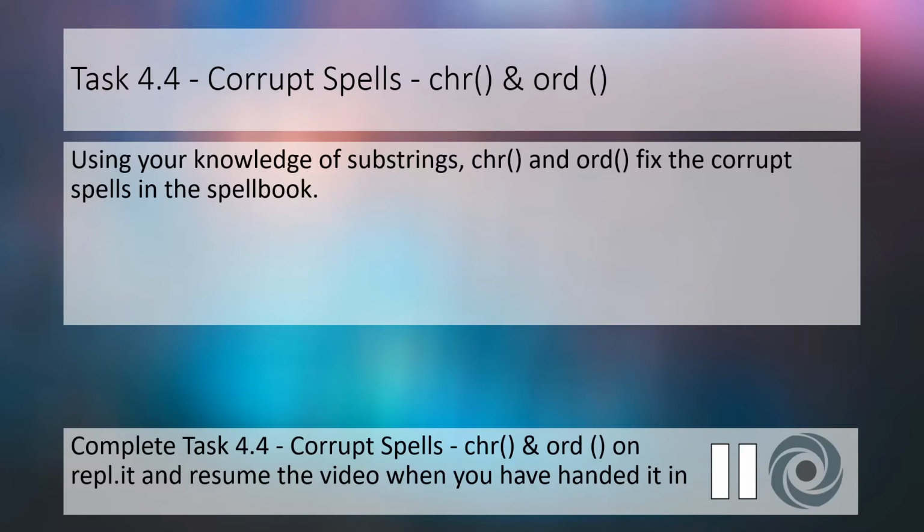Now it's over to you for a task. You will need to create 3 short algorithms to manipulate the corrupt spell strings stored in this program. You'll need to use substrings and the ORD and CHR functions to solve these problems, along with loops and conditions. This should be quite a challenging program. Note that you won't be able to insert letters into the strings and will have to create new ones as detailed on the instructions on Replit.